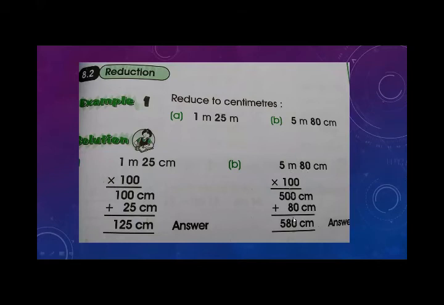Then you put 80 here, simply add it. It is very easy. These are very easy questions. 0 plus 0, 0. 8 plus 0, 8 and 5. So 580 centimeters. This is the way of conversion of meters and centimeters into centimeters. Write the answer in centimeters in this way.